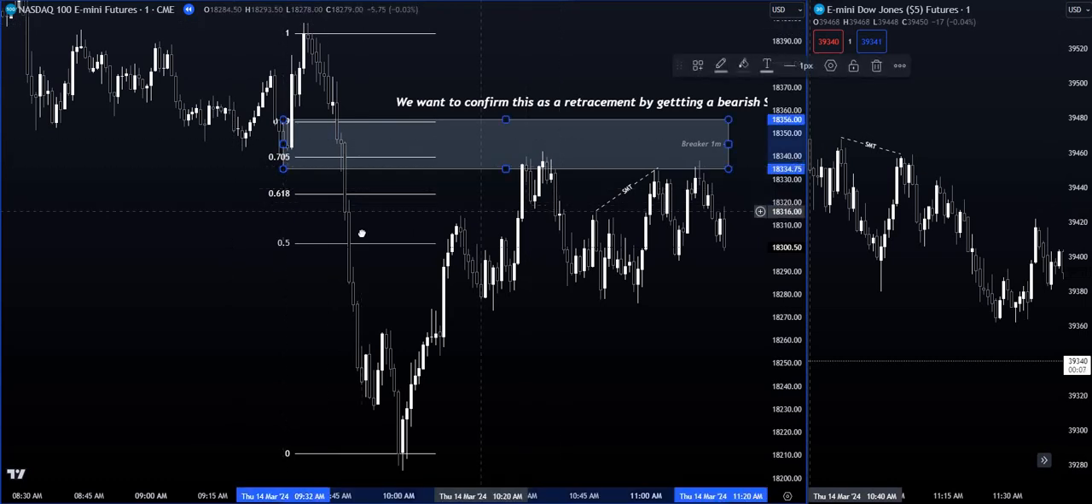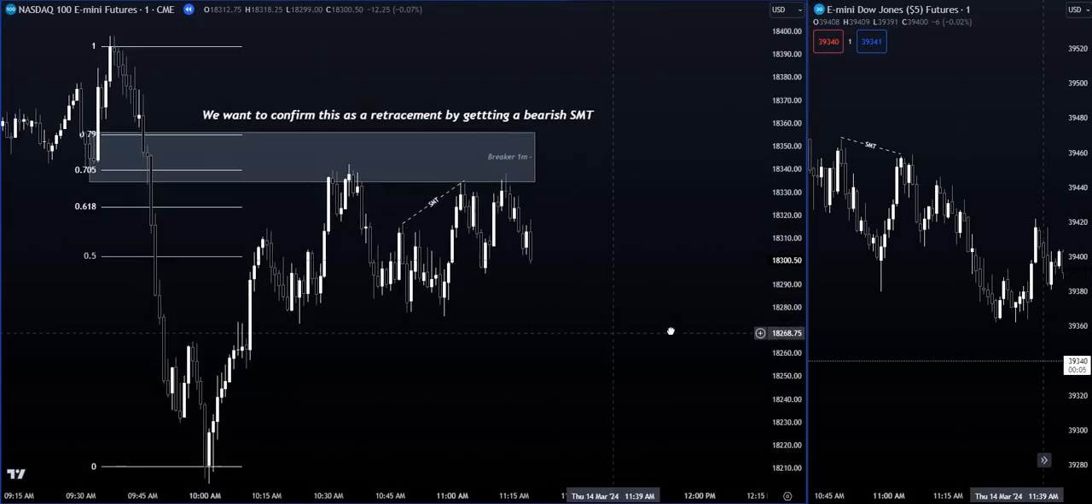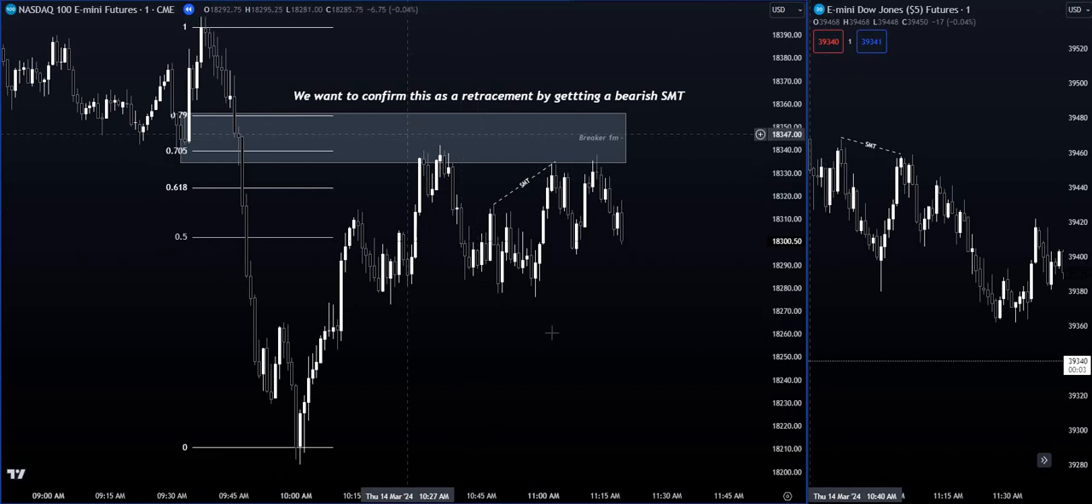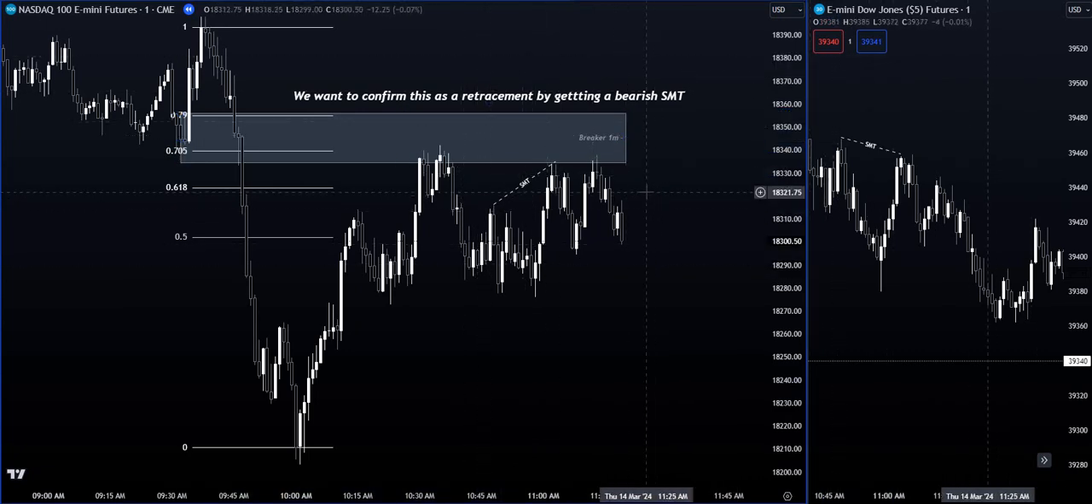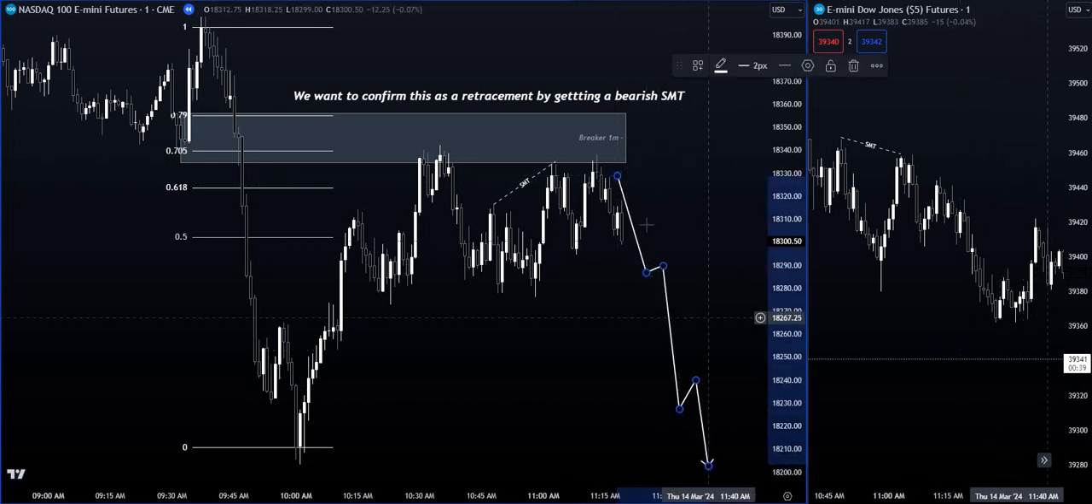Same breaker here. Now, how do we know price is going to reverse? And this is not a reversal, it is a retracement into this breaker. How do we know it's not going to push through this breaker? Two things. We want an SMT first. We want an SMT divergence to happen so we know price is not going to reverse on us. So we know that price is going to be ultimately bearish and it is not going to reverse bullish. So we want that SMT.